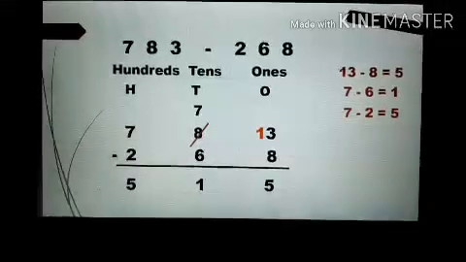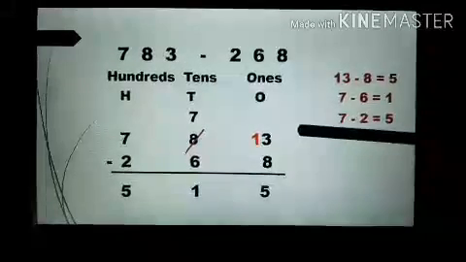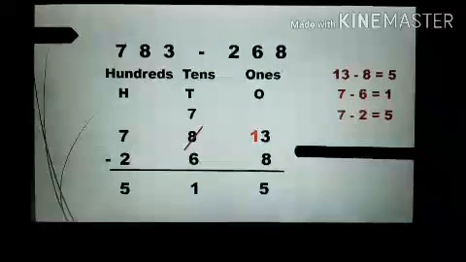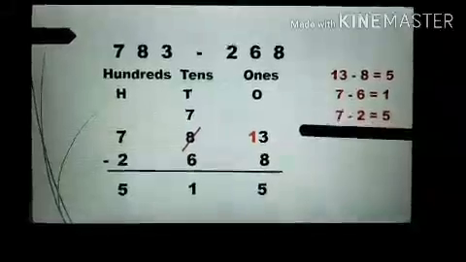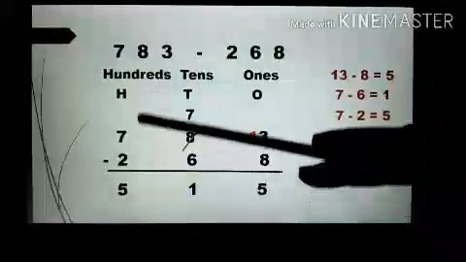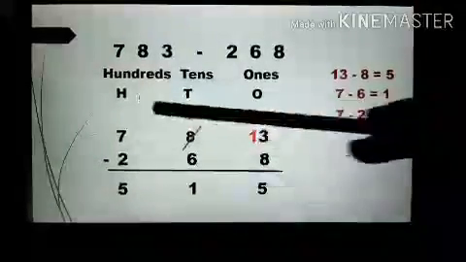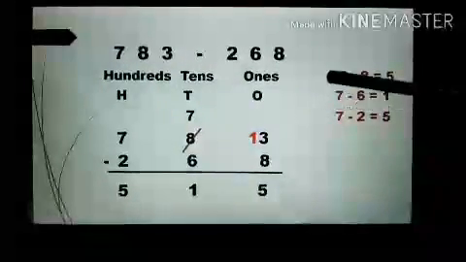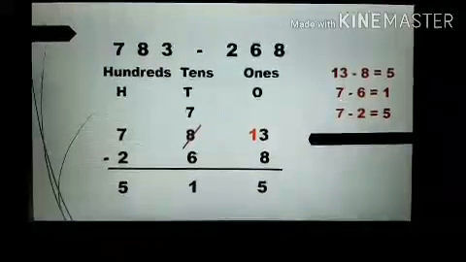Our next question is 783 minus 268. Write down the bigger number first, which is 783, and the smaller number 268 directly below it. Arrange the numbers vertically so that hundreds, tens and ones place digits are lined up. 783 means 7 hundreds, 8 tens, 3 ones. And 268 means 2 hundreds, 6 tens, 8 ones. First of all, solve ones column. 3 minus 8. Where 3 is less than 8, how can we subtract?